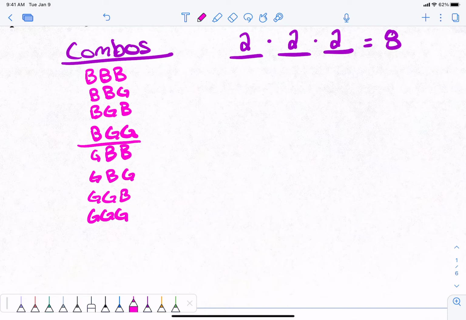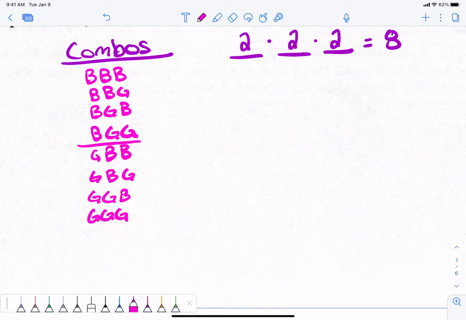Those are my combos. You can put them in any order. I just tried to make them mirrored, so boy, girl, girl is the same thing as girl, boy, boy, and boy, girl, boy is the same thing as girl, boy, girl. I don't know what the right method is, just as long as you get all 8 of them. So anyway, there's that.